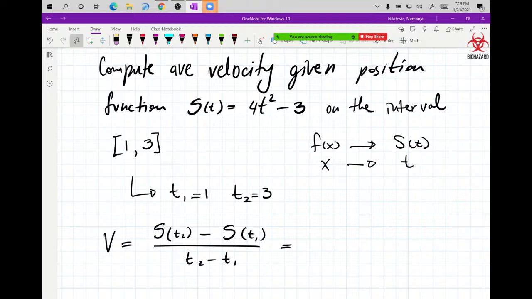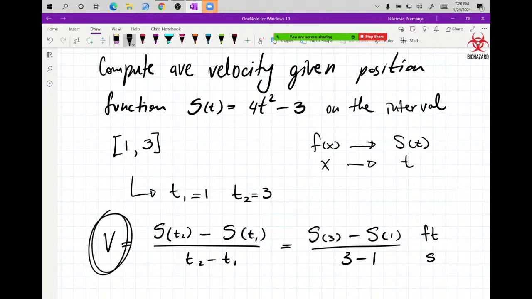So now I know that I have to do s of 3 minus s of 1, over 3 minus 1. Now, see, your position function s, change in position, displacement, distance, all of these things are given in feet or in miles or whatever. So let's say given in feet, and I have 2 seconds of travel time. From 1 second to 3 seconds, that's 2 seconds of travel time. Look what I get: feet per second. That's velocity. That's the units for it.